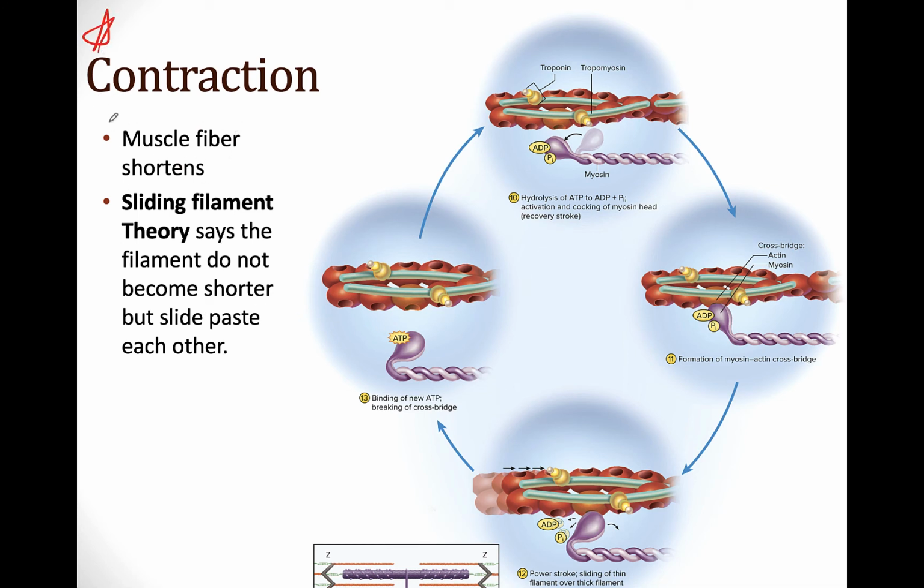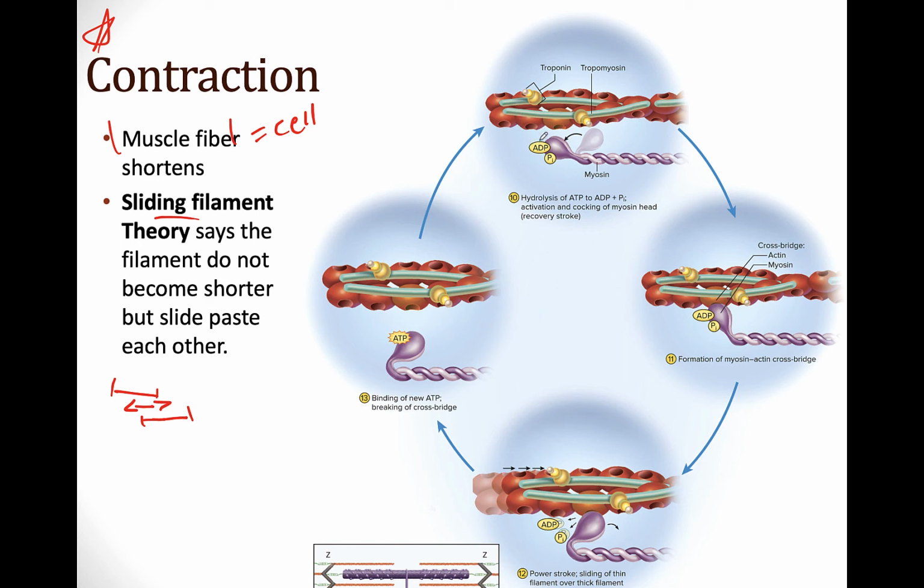During contraction, the muscle fiber, remember this is the entire cell, is going to shorten. The individual filaments don't actually change size. So the sliding filament theory is that the myosin and the actin just slide past each other. They're not actually going to change how big they are.